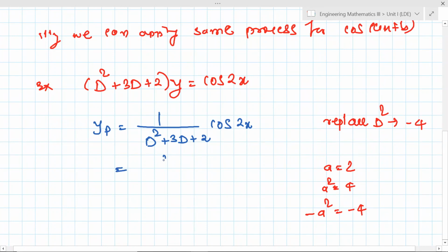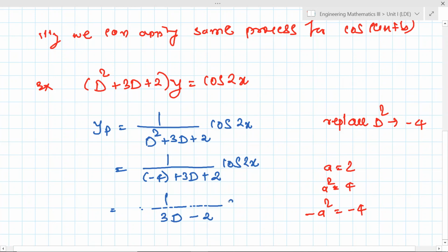This is equal to 1 upon, replacing D square by minus 4, minus 4 plus 3D plus 2, cos of 2x. Don't replace this D, there is no D square. Just keep this D as it is. This is important. Now just simplify this. What do I get? 1 upon, minus 4 plus 2 is nothing but minus 2. So this is 1 upon (3D minus 2) into cos of 2x. Now what to do? Because there is no D square in the denominator, how do we replace this D square? And how do we get this D square in the denominator?